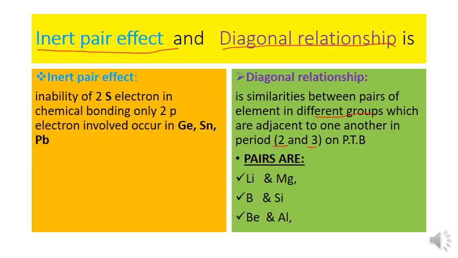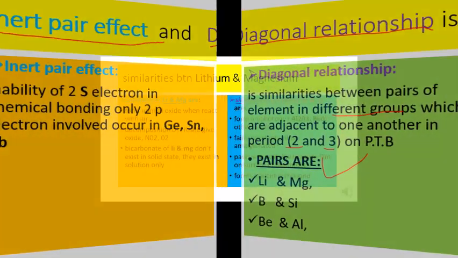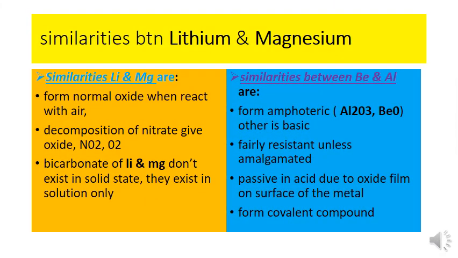Here we have pairs. Lithium and magnesium have a similarity, boron and silicon have a similarity, and also beryllium and aluminum have a similarity. Here we are going to see those similarities. First, the similarity between lithium and magnesium.